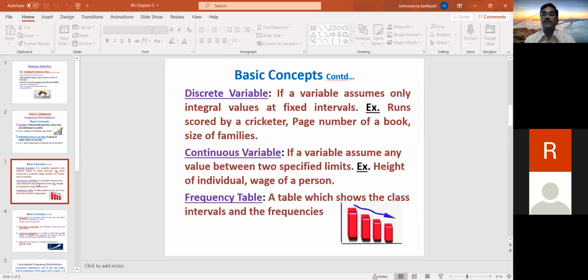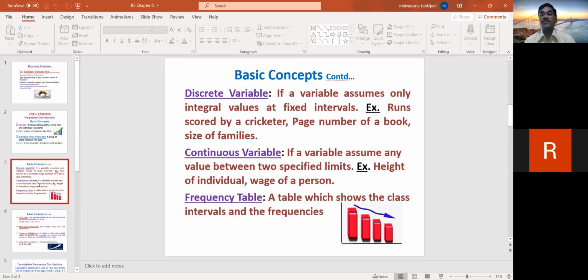The next basic concept is the discrete variable. What does it mean? A variable that assumes only integral values at fixed intervals. That means the variable under a discrete series is fixed. It cannot be changed. For example, runs scored by a cricketer. If a cricketer scored 50 runs, those 50 runs are his own, fixed to that particular game.